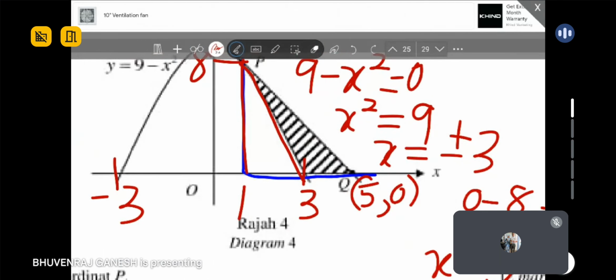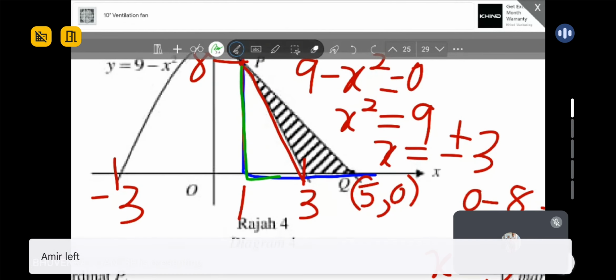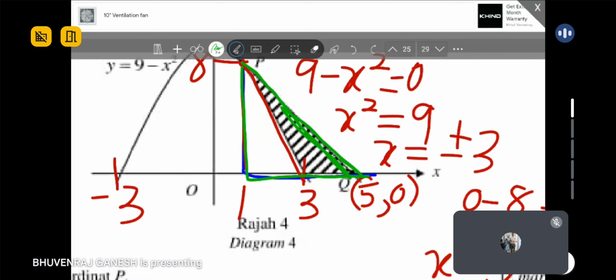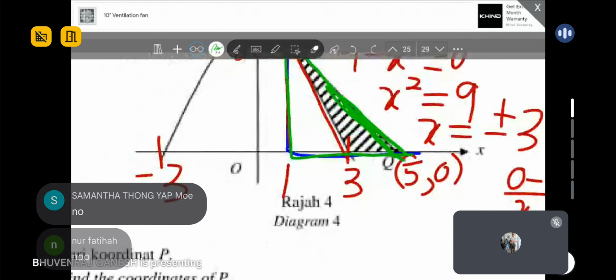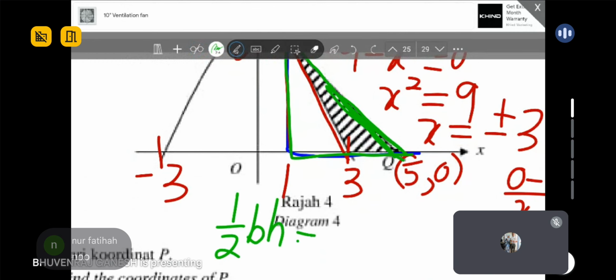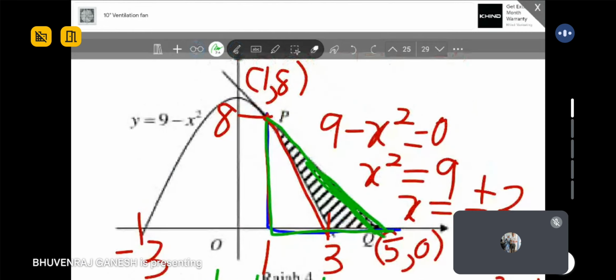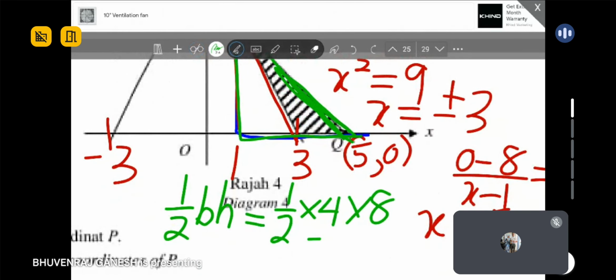Okay, so guys, over here, the triangle, segitiga yang ni, perlu tak saya guna pengamilan untuk cari luas? Do I need to use integration formula to find the area for triangle? Yes or no? Yes, no need. Just use your basic formula, guys. Half times base times height. Lebih senang. So base is 4, height is 8. So you already get the answer for area of triangle, 16.